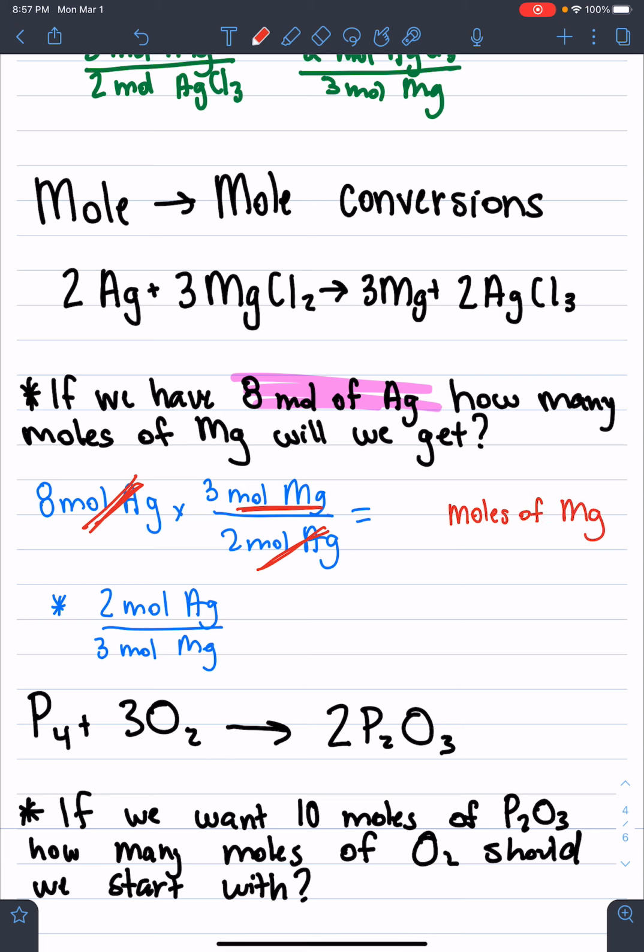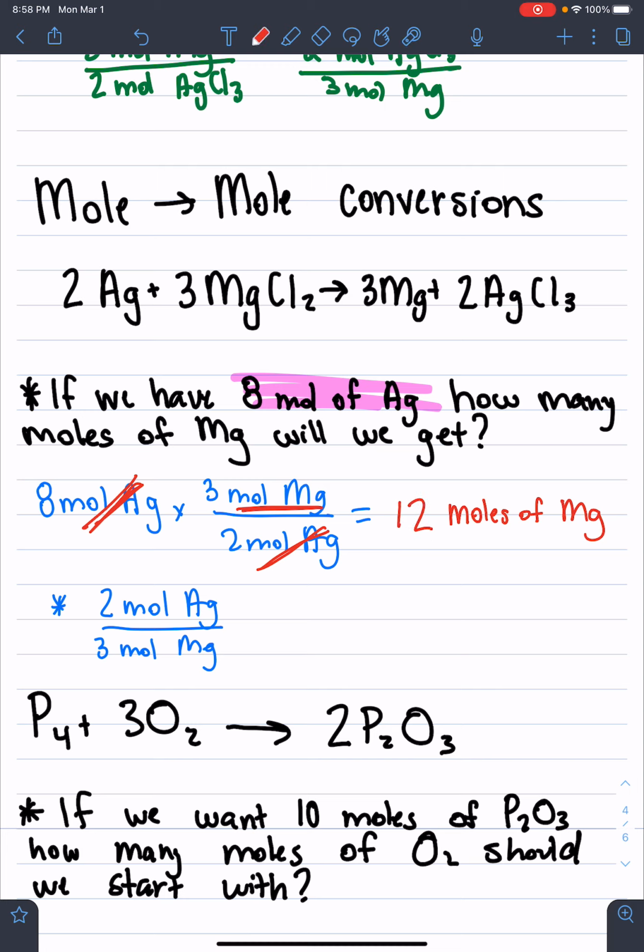All right, now we need to figure out how many moles of Mg we have. So this is just like basic math that you've done before. It's going to be multiplication by a fraction. So you'll multiply and then you divide by this number. Or you can divide and then multiply by this number. So on your calculator, I would probably write in 8 times 3 and then divide that number by 2. So 8 times 3 is 24. You divide it by 2. And so your answer will be 12.